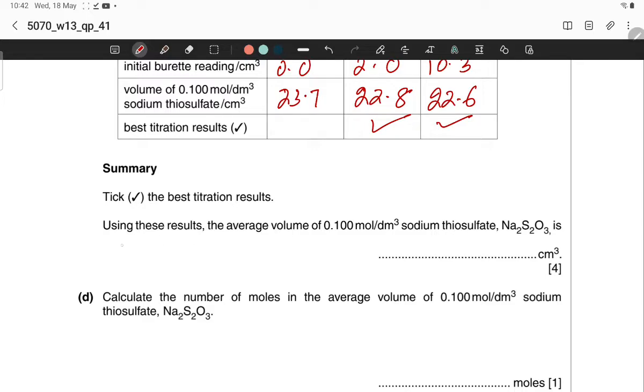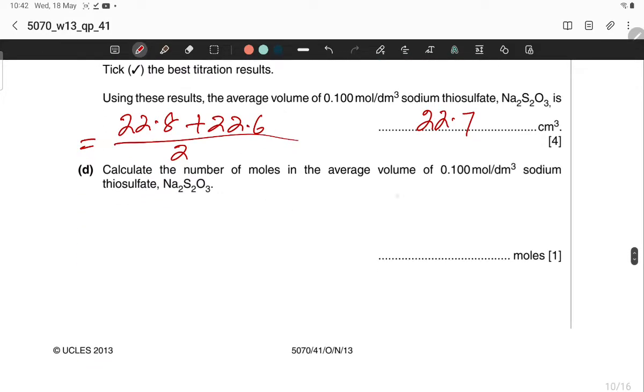Calculate: 22.8 plus 22.6 divided by 2. This gives the average volume, which is about 22.7.